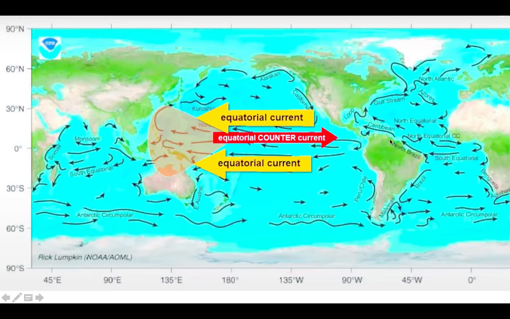To compensate the deficiency of water mass by equatorial currents, there is upwelling in these regions, so you will get more upwelling in these regions. Also there is upwelling in the equatorial counter current zone.